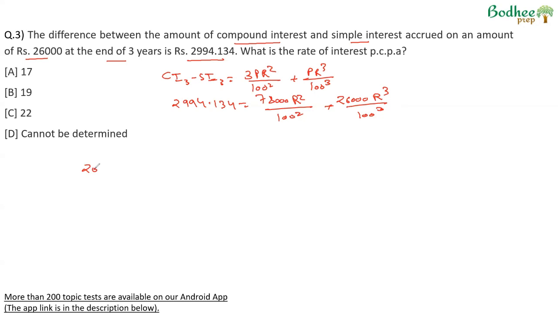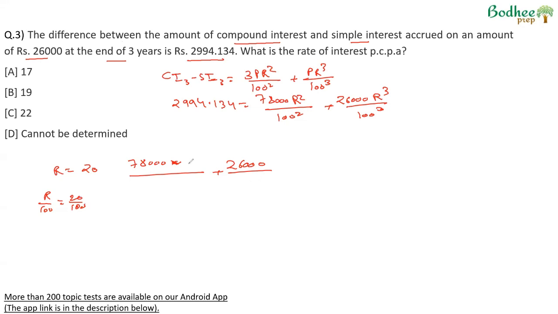If we put r as 20%, so just checking the value of the right hand side, this will be 78,000 into r. If r is 20, r by 100 will be 1 by 5. So this will become 78,000 upon 1 by 5 whole square, so 25, plus 26,000 upon 125. Actually, multiplying by 2 would have been easier. So let us redo this. Let the hundreds be.